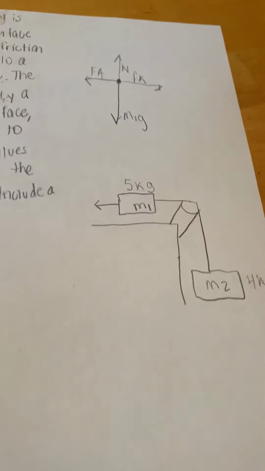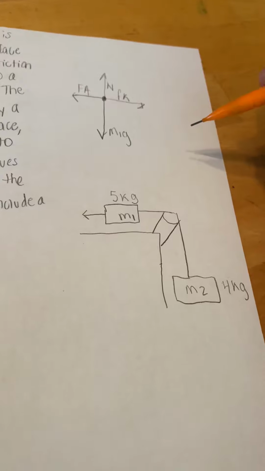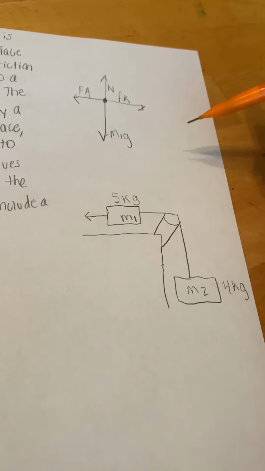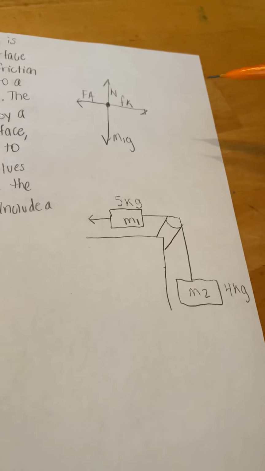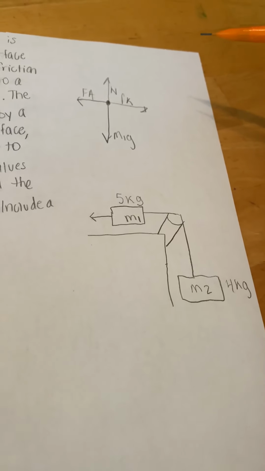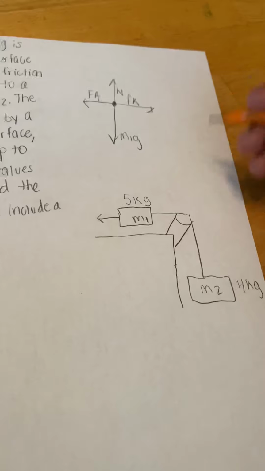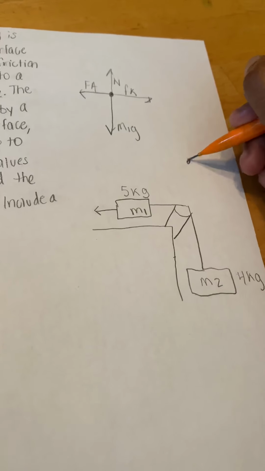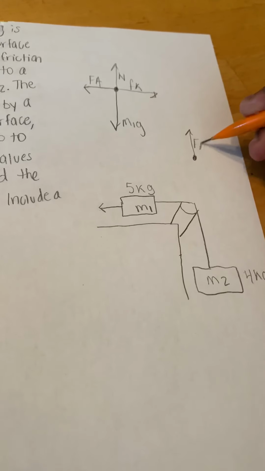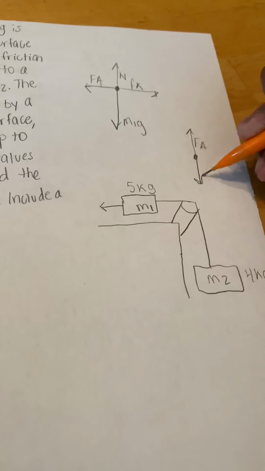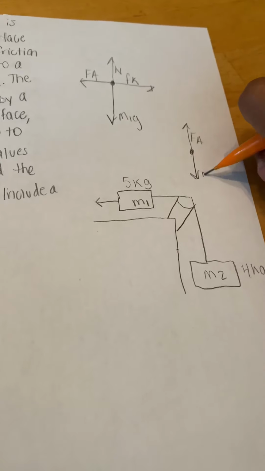And for your second free body diagram, since M1 is being pulled to the left, M2 is going to accelerate upward, like the force is being pulled upward. So you're going to draw your center, and your applied force is going up, and the weight is going down.